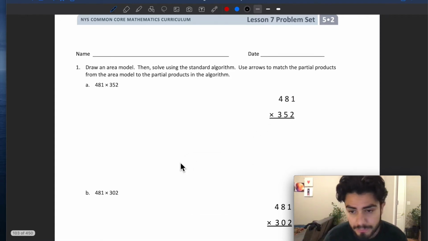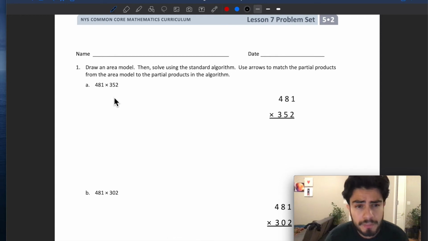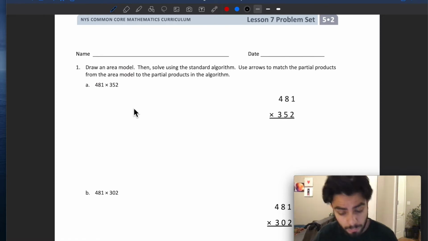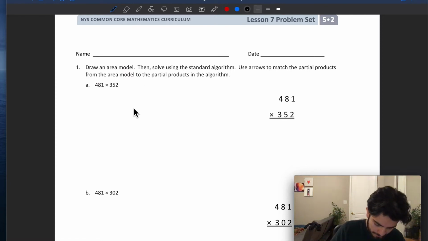Now that your first step is going to be again to take these numbers and put them into an area model. So pretty simple. Let's go ahead and do that.